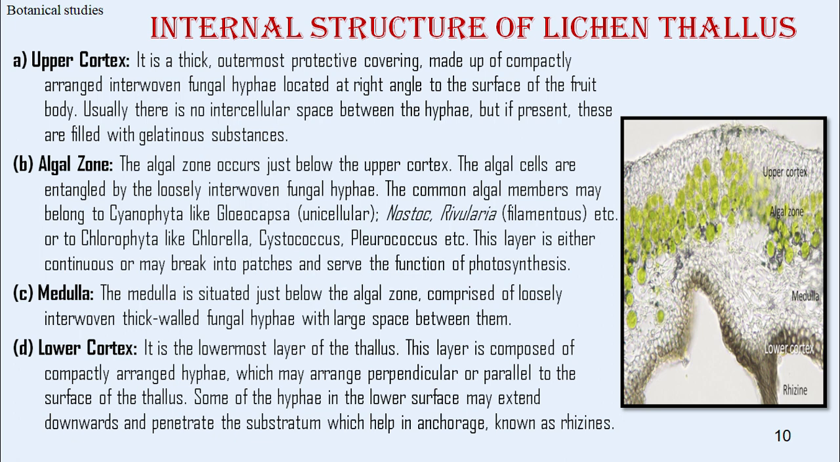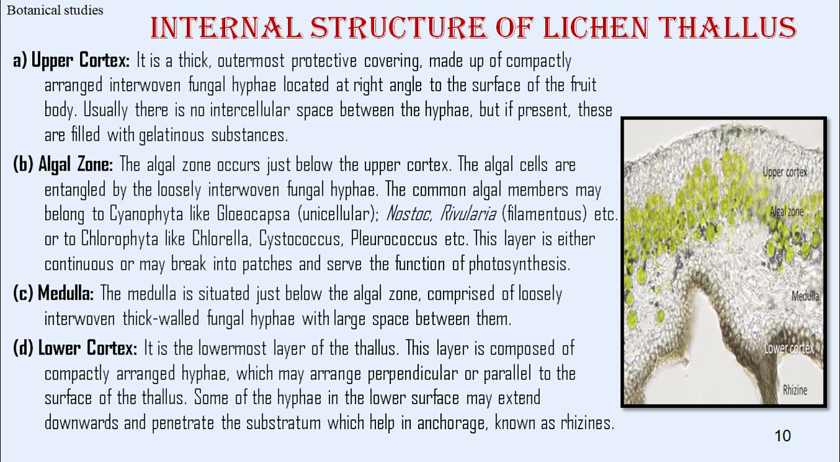Upper cortex is a thick outermost protective covering made up of compactly arranged interwoven fungal hyphae located at the right angle to the surface of the fruiting body. Usually, there is no intercellular space between the hyphae, but if present, these are filled with gelatinous substances. Algal zone.